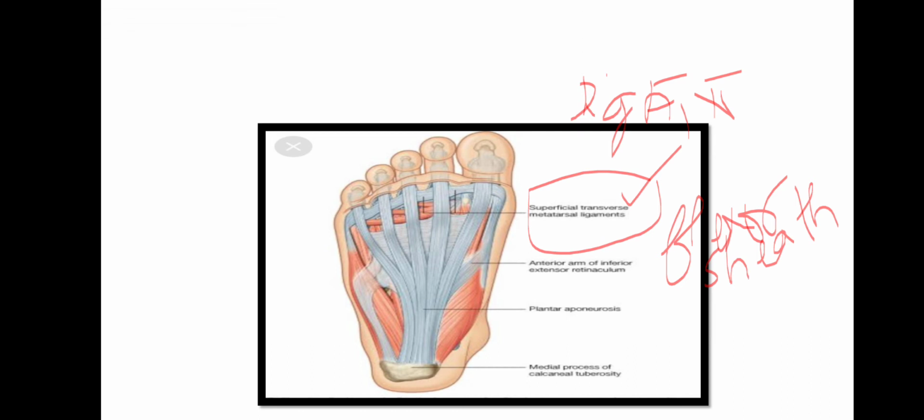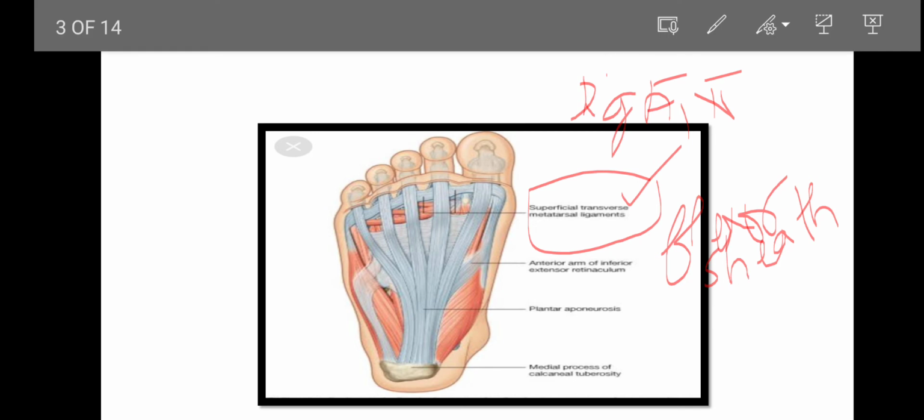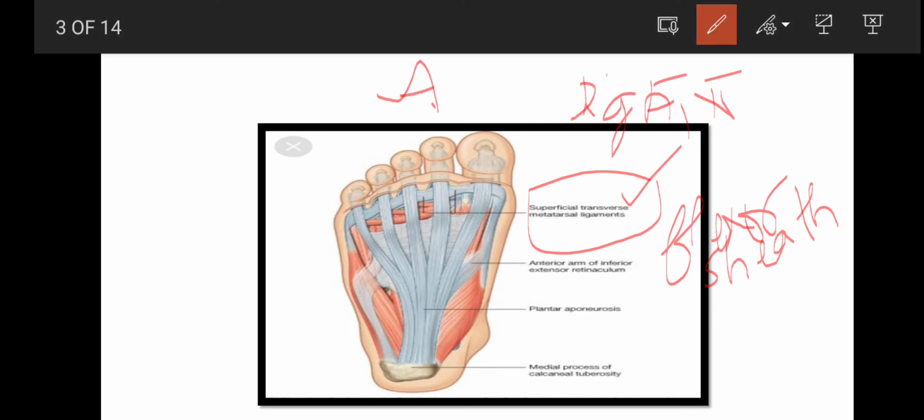Now as we all know, the main function of the plantar aponeurosis or the palmar aponeurosis is to fix the skin of that particular region. Along with that it also acts as a protective layer for the deeper structures. In the case of the leg, it also helps in maintaining the arches of the foot. The arch of the foot is also maintained by means of the plantar aponeurosis.